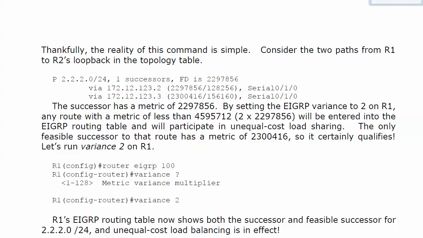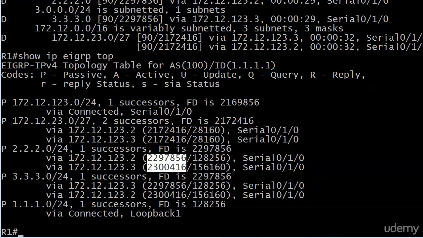And right now, we've got a metric of 229.78.56. I'll bring it up on the real equipment. 229.78.56 for the primary path to the successor. We have one of 230.04.16 for the feasible successor. So with a variance of 2, this is what's going to happen. Any route to the 2220 that has a feasible distance of less than 229.78.56 times 2 is going to go into your routing table. Well, 230.04.16 certainly qualifies for that.